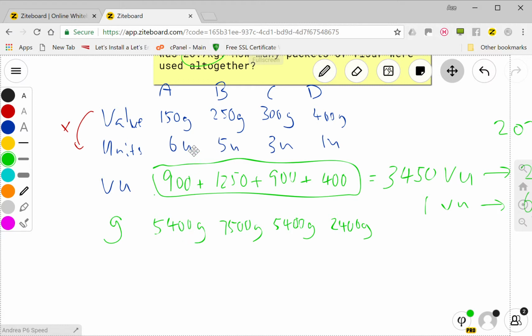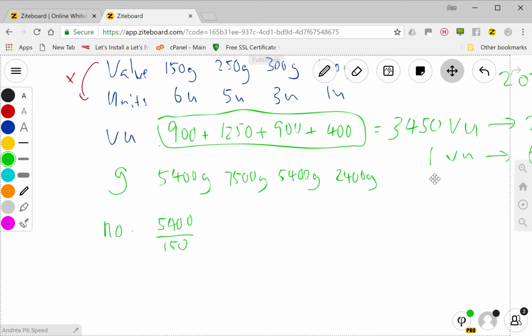To find that, because each A is 150 grams, that means I have 5400 grams of A. To find the number of packets, I have to take 5400 divided by 150, which will give me a certain number. A bit tedious, like accounting. That's 36. Alright, next is 7,500 divided by 250.